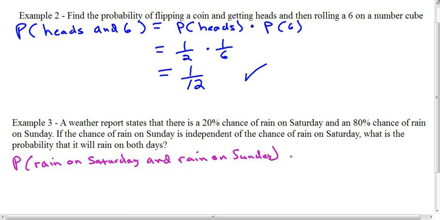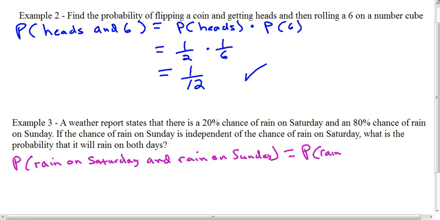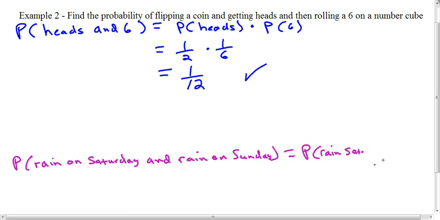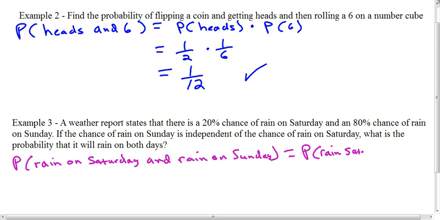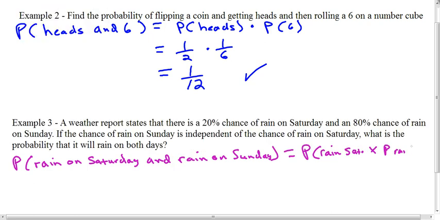Okay, and this will equal the probability that it will rain Saturday, I'm going to abbreviate that, times the probability that it will rain on Sunday. Okay.